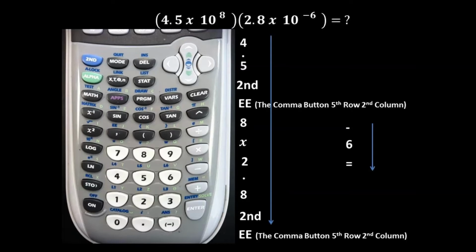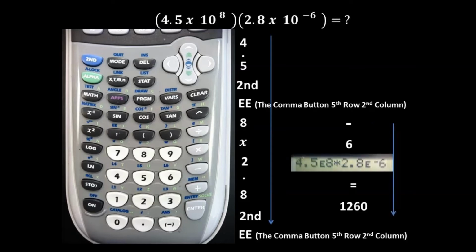So on the next slide, I'll show you a picture of what it should look like. And if it doesn't look like this, don't press the equal sign because you did something wrong. So you get 4.5 E 8 times 2.8 E negative 6.